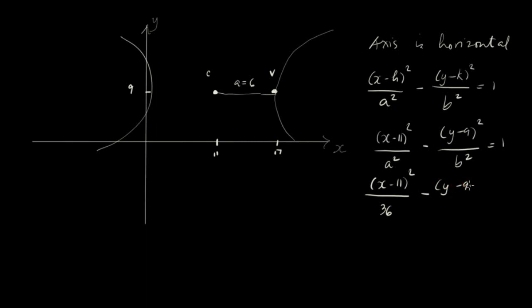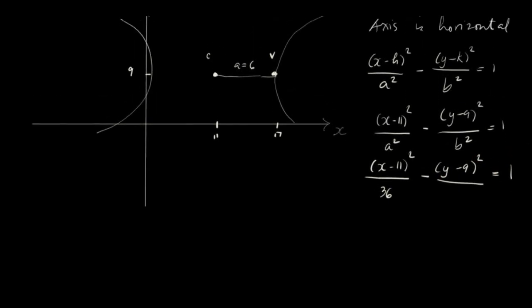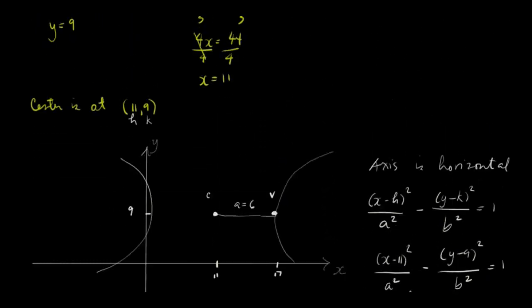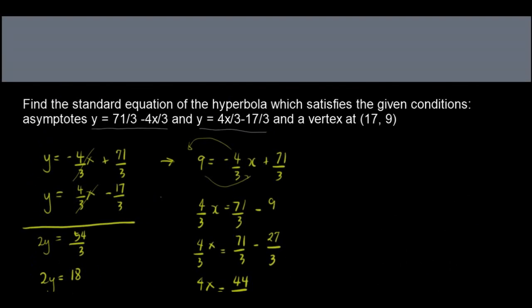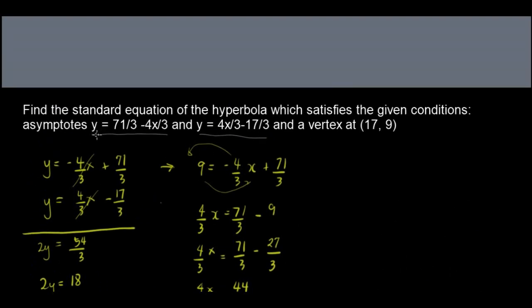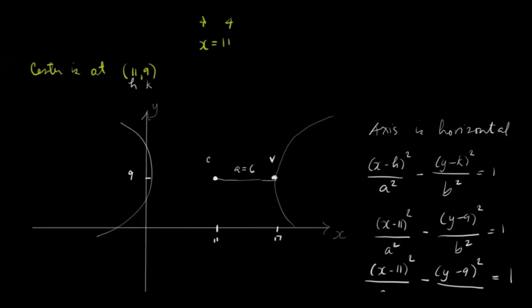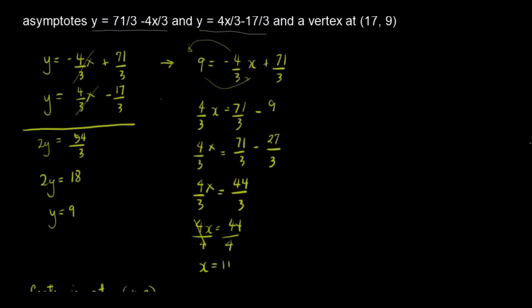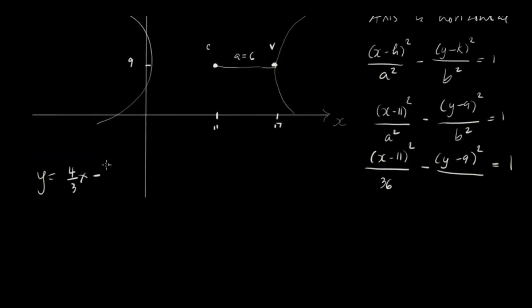Minus (y minus 9) squared over, we don't have a value for b, so wag mo natin siya ilagay. So, let's solve for b. Ngayon, saan natin kukuhanin yon? Balikan natin to. One of the asymptotes is y equals 4x over 3 minus 17 over 3. Y equals 4 over 3x minus, is that minus? Minus 17 over 3.